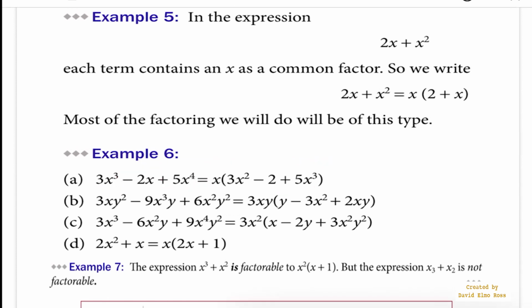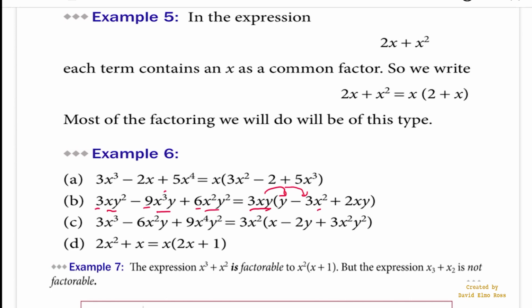Now in part B, we can take a look, x and y, x and y, x and y. So we can take out x and y, but we can also see that of our numbers here, 3, 9, and 6 is also a factor. So we can take out a factor of 3xy. And so 3xy times what is going to give us 3xy squared? That's times y. And if we want to get 9x cubed y, 3 times 3 will give us the 9. The x squared will give us x cubed, and the y out front will give us that. So this term is done.